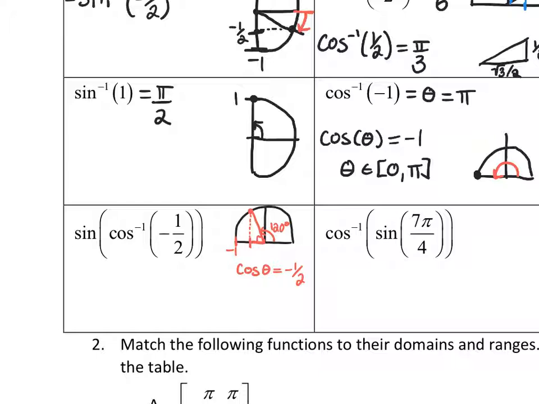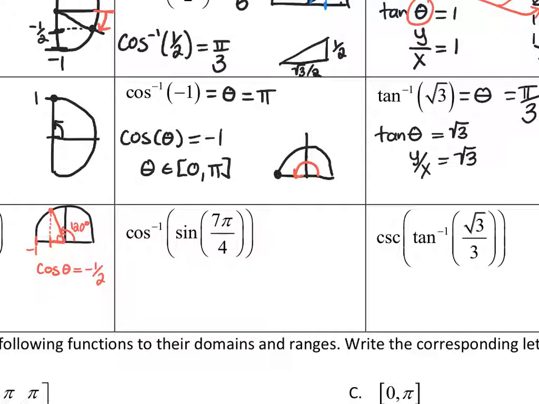So this is really asking me for the sine of 120 degrees. You could also write 2 pi over 3. Now I go to that same angle and I find the sine. Well, I already know what the cosine was. The sine must be root 3 over 2 because it's a 30, 60, 90 triangle.